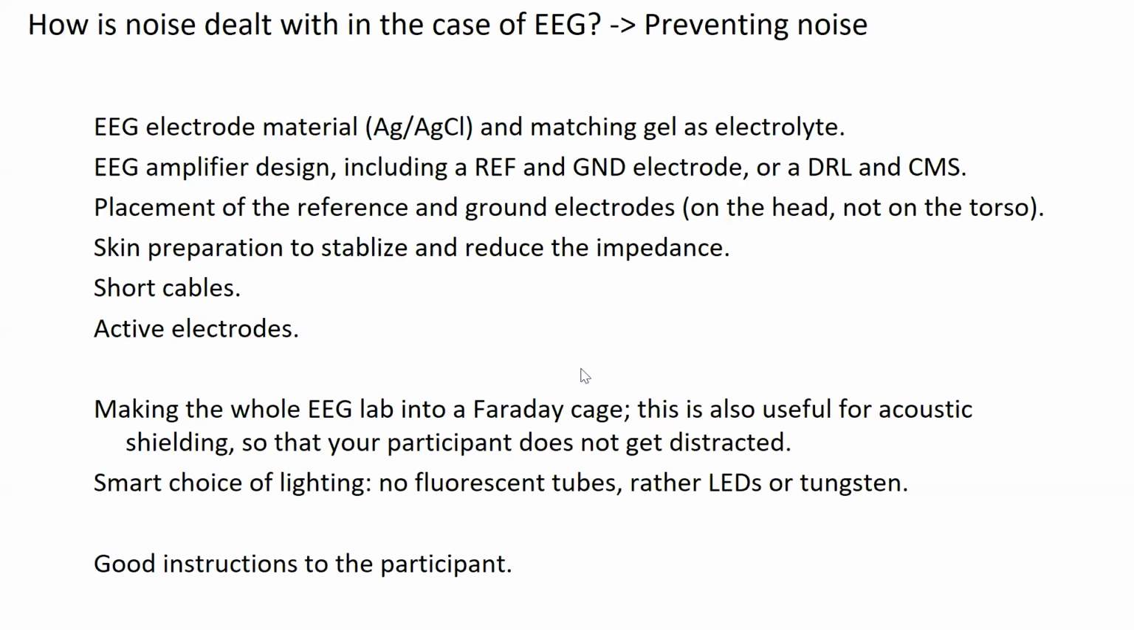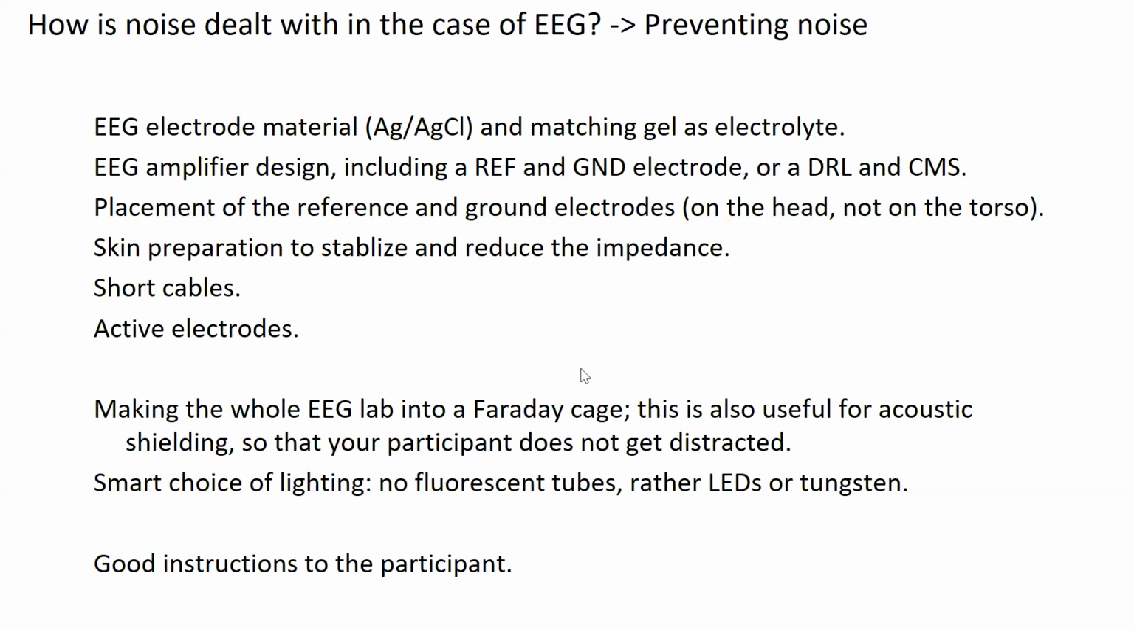But we're also making efforts in the lab setup. For example, we make the whole lab into a Faraday cage, which reduces the environmental fields. And that's also useful for acoustic shielding. So the participant will behave better if the participant is not being disturbed by people talking in the hallway, for example. There's other things, such as the lighting that you have in the ceiling of your lab, that's going to influence the amount of noise that you're going to pick up. So we don't use fluorescent tubes, we would rather use LEDs or tungsten lighting.